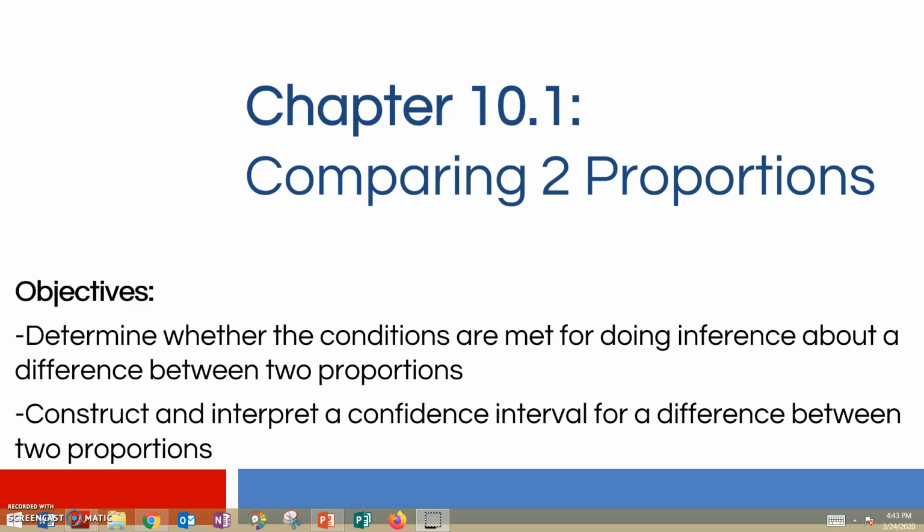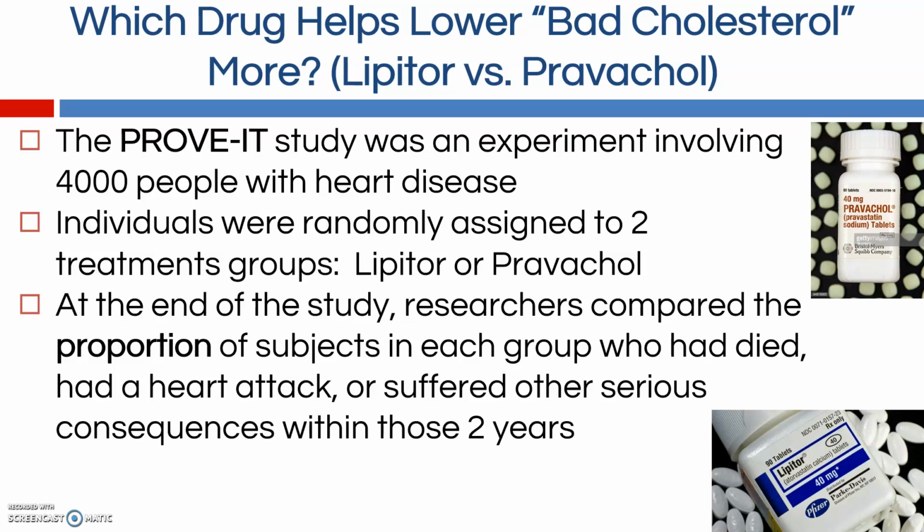Now, in chapter 9, we did the same thing, except we did our inference on just one proportion or one mean. So chapter 10 covers comparing two proportions and comparing two means. Tomorrow we will go through the whole construction and interpretation of the interval, but for today we are going to look at the conditions. Now, before we begin, I wanted to talk to you about an application of this confidence interval for the difference between two proportions.